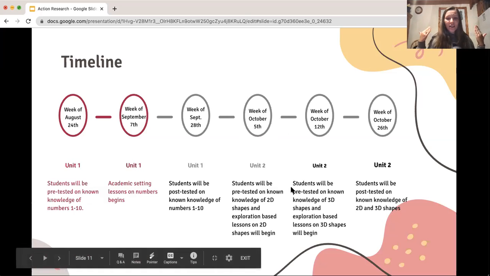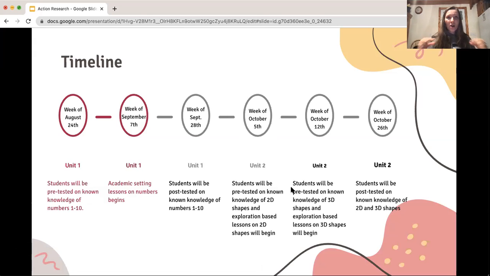I did stand at the front of the classroom and deliver a small mini lesson, if you will, but it was a lot more exploration-based. Students were allowed to use manipulatives, and we had journals, and we explored shapes, and students got to feel and play with and build with different shapes.